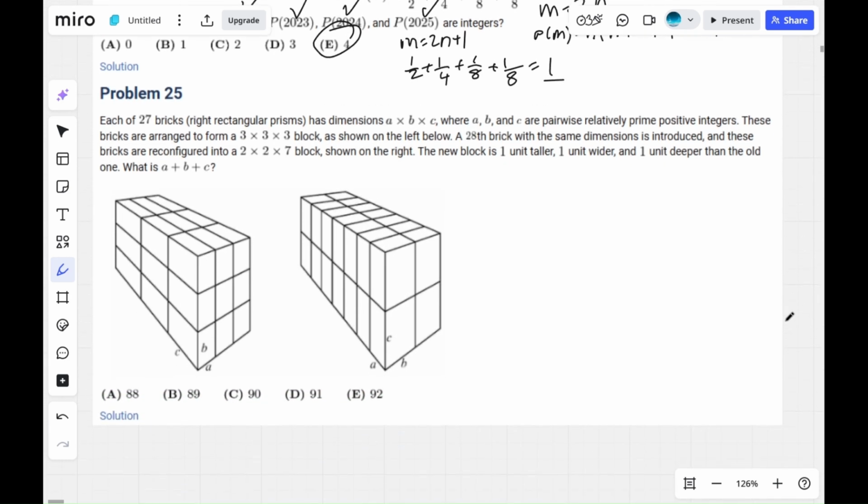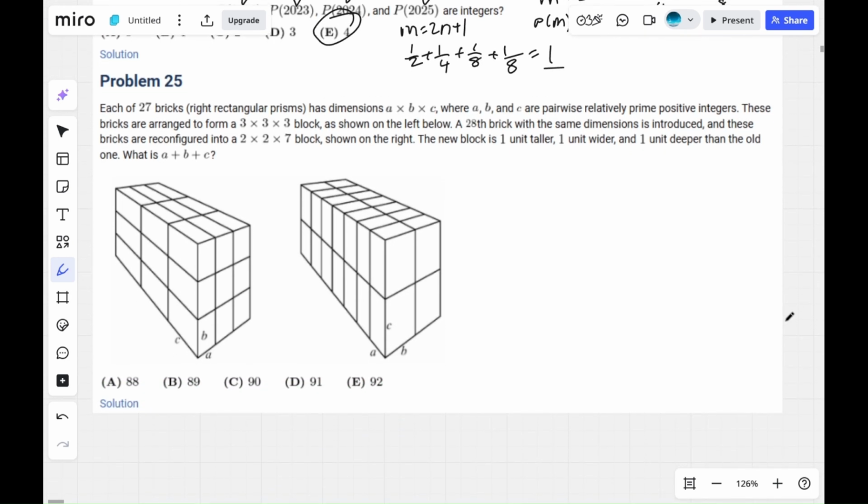Okay, and last question, question 25. Each of 27 bricks has dimensions A times B times C. These bricks are arranged to form a 3x3x3 block. A 28th brick with the same dimensions is introduced, and these bricks are configured into a 2x2x7 block. The new block is 1 unit taller, 1 unit wider, and 1 unit deeper than the old one. What is A plus B plus C?